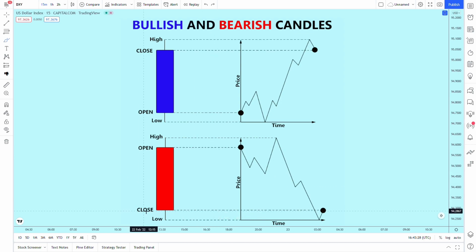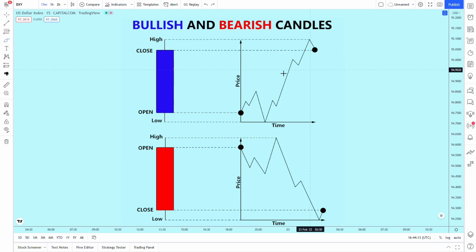A bearish candlestick represents the same thing, but here price closed below the opening price, so price went down. The color, you can choose any color that you like. I choose blue for a bullish candlestick and red for the bearish candlestick. Usually bullish candlesticks are green or white and bearish candlesticks are black or red.